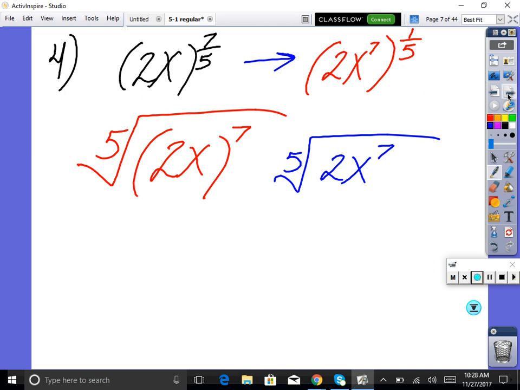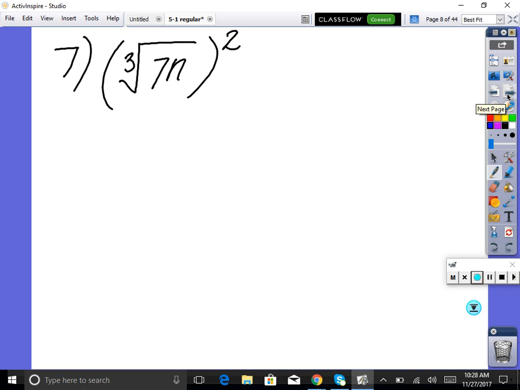Okay, do number 7. It says, rewrite this radical as a rational exponent. So switch it back to a rational exponent. So question, are both 7 and n under the cube root? Yes. Are both 7 and n to the 2nd power? Yeah, there's parentheses saying there is. So we would need parentheses around 7n, both were under a cube root. Roots go on bottom. Power goes on top.